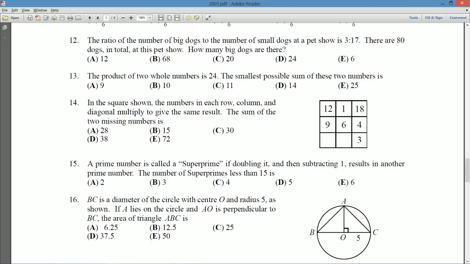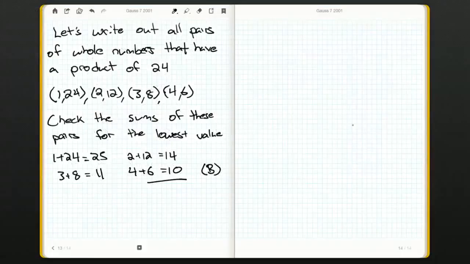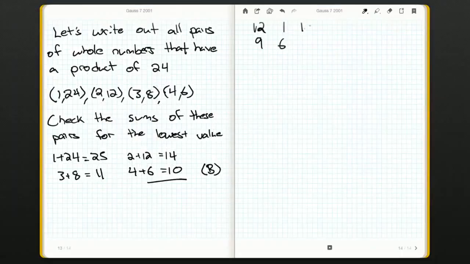Okay. So, let's just write down our grid right here. 12, oops, 9, we have a 6 there, we have a 1, that would have to be 18, and this one's going to be a 4, and so this is going to be a 3, and then we have x and y, and we want to figure out what x plus y is. Okay?